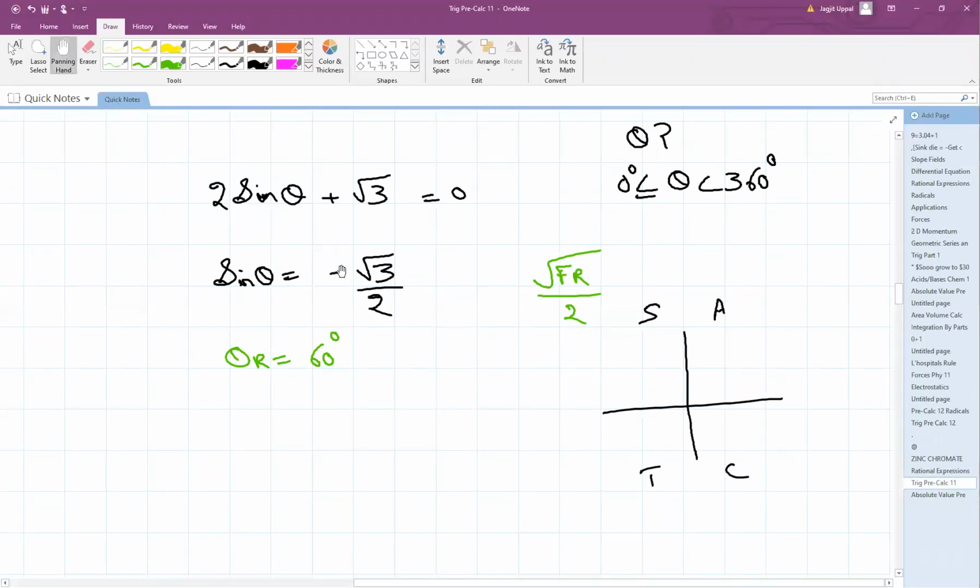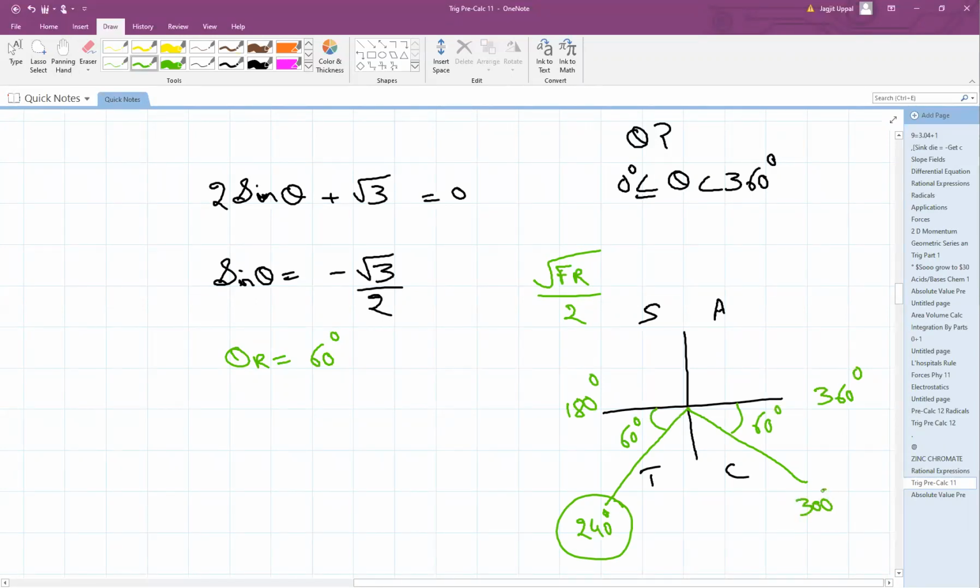Guys, look at this. Was the value of sine positive or negative? Negative. So I need to draw it where my quadrants are negative for sine. These are these guys right here. And the reference angle in each of them is going to be 60. Now we know this is 180. So this guy is going to be 180 plus 60, which is 240. That's my first answer. We know this is 360. So this angle is going to be 360 minus 60, which is 300.